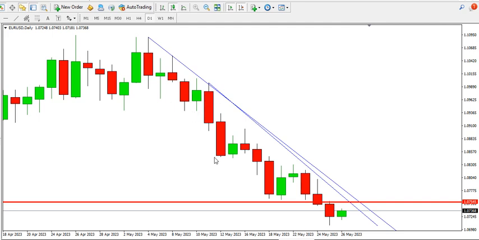On the daily time frame, we can see price establishing lower high, lower low, lower high, lower low, lower high, lower low, implying we have a bearish trend in place, and the momentum of the bearish trend is high, as we do not have a significant pullback.